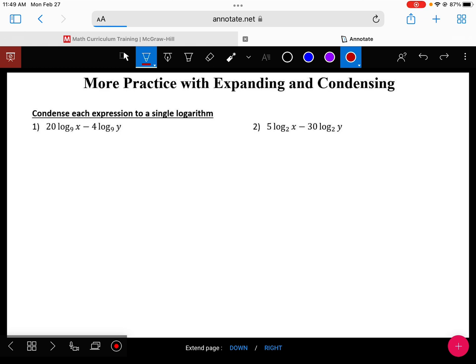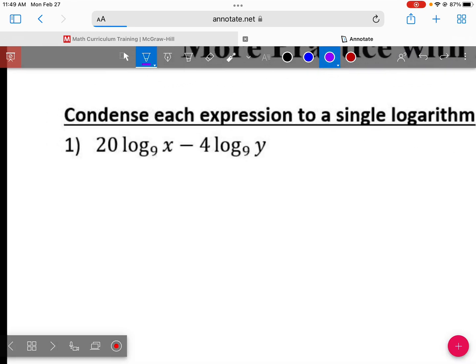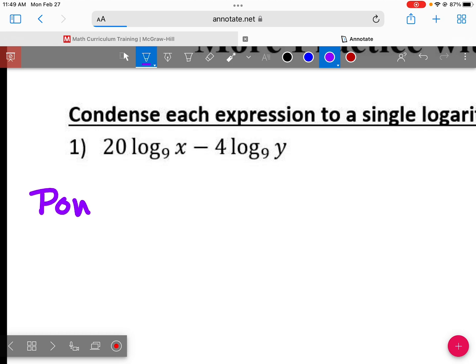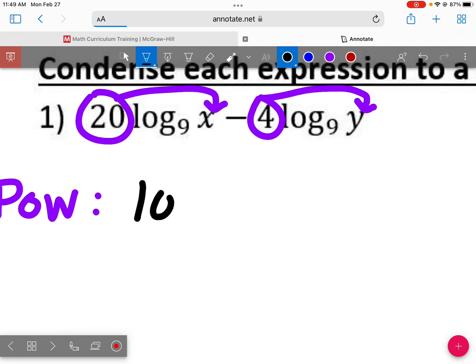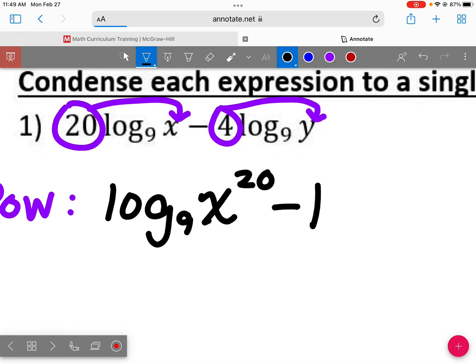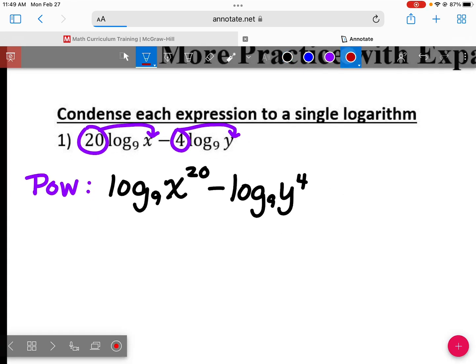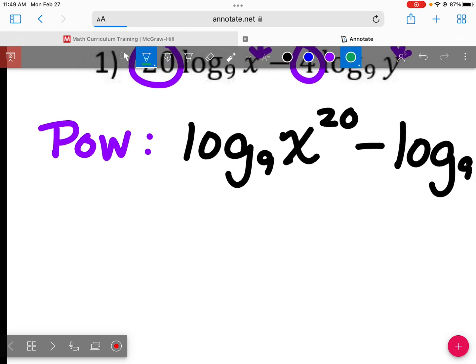What properties do I need to use on number 1? Powers. Do I need to use product on this one? No. Why not? There is no addition. So powers I need. So we're going to have log base 9 of x to the 20th minus log base 9 of y to the 4th. Product step we skip.